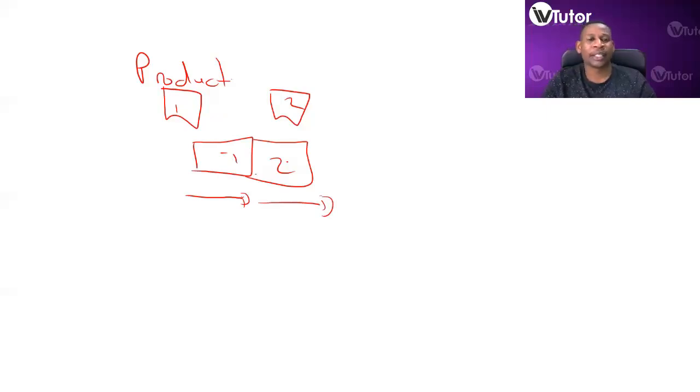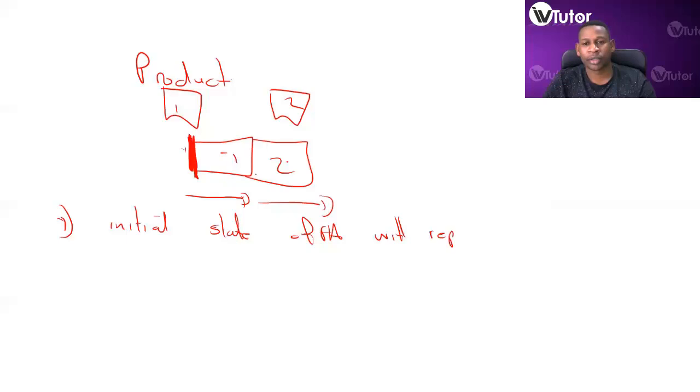So now, if that is the case, we are saying given 2 finite automata, the initial state of the combined finite automata will represent the initial state of FA1, and then the final state will be represented by FA2.